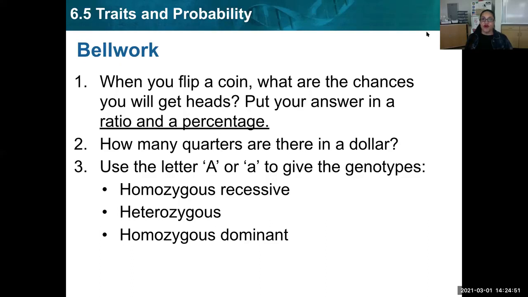Number one is asking for a homozygous recessive genotype. So what do those A's look like if they're both recessive? Number two is the heterozygous. And then number three is the dominant. What do dominant A's look like? Maybe another 10 seconds or so.